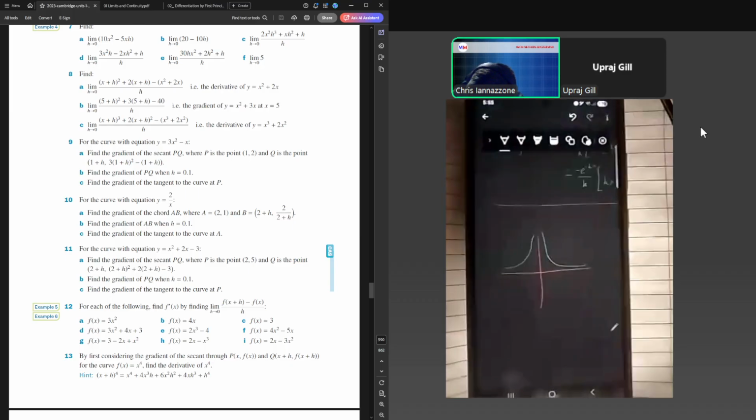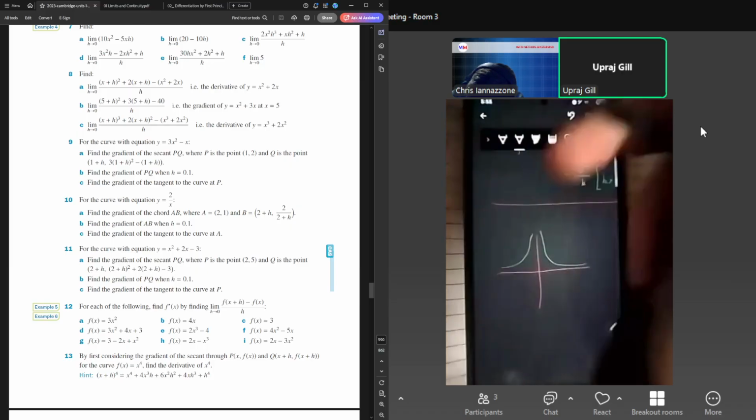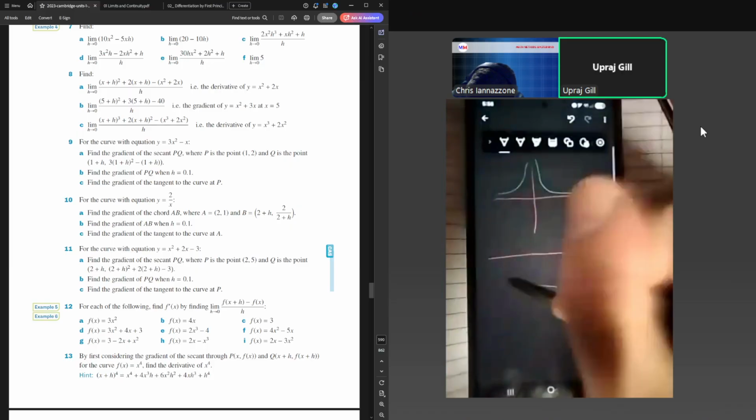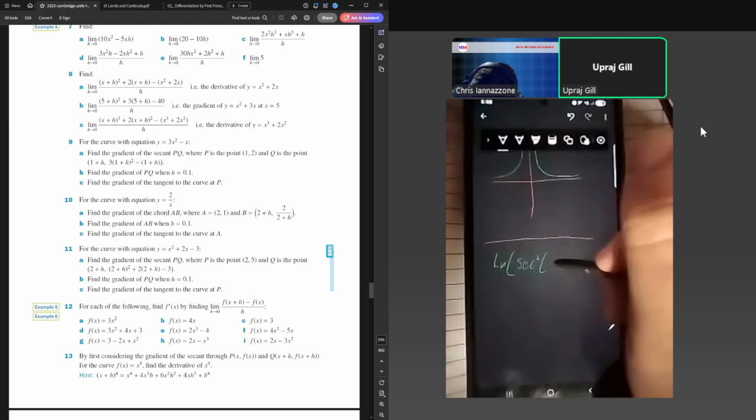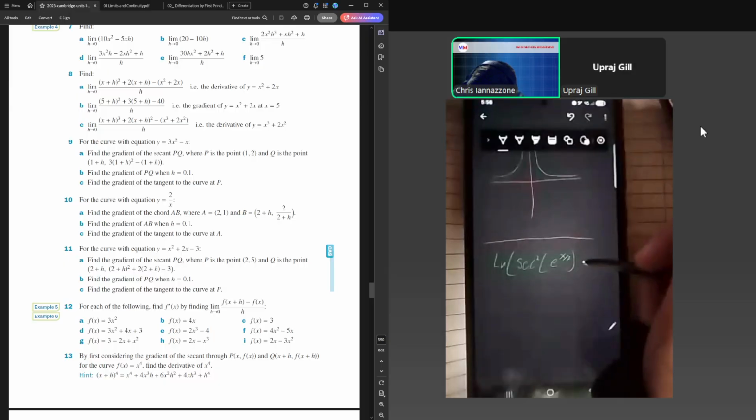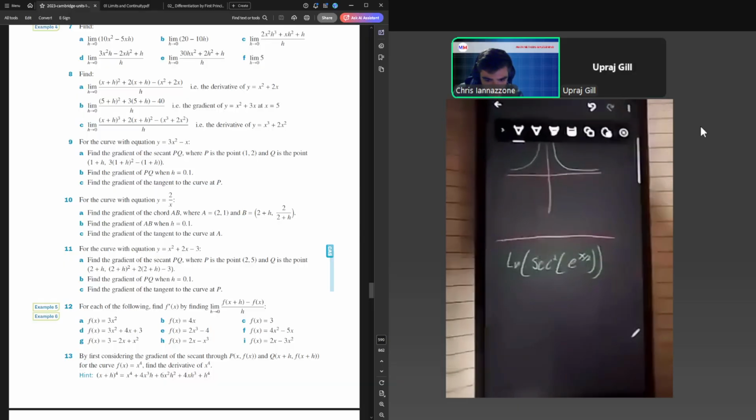then a bracket, sec squared. So I'm guessing, oh, 1 over cos squared. Yeah. Okay. And then bracket e to the power of x on 2. Oh, okay. That's only two chain rules then. That's not the end of the world then, maybe.